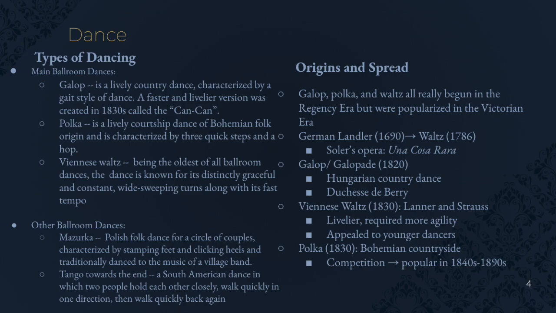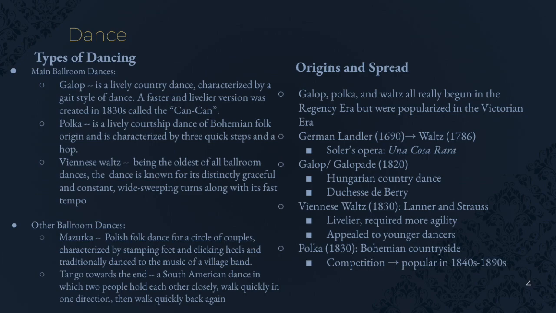Although this was very taboo at the time, Soler's opera Una Cosa Rara helped normalize this type of dance by presenting it in a place of entertainment and thus making it more acceptable. Soon enough, the waltz became very popularized and spread throughout the world.